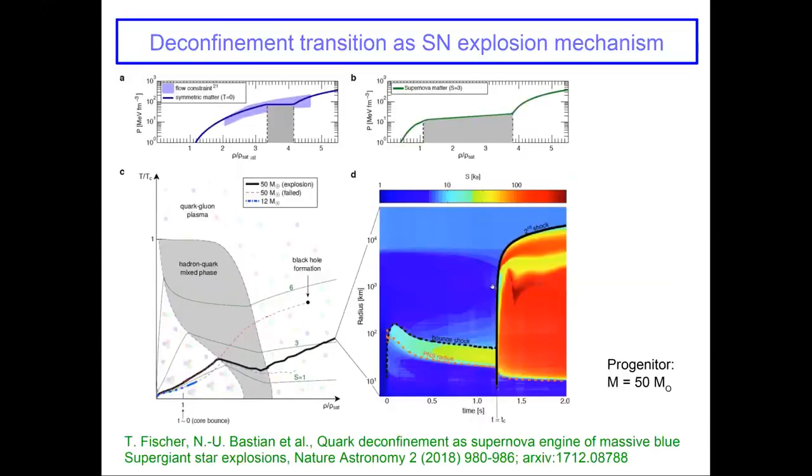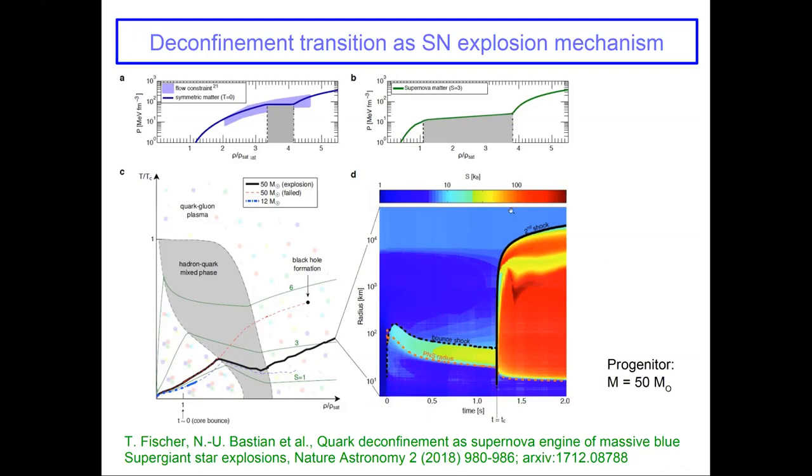So we have shown in a work in Nature Astronomy already now almost 2 years ago that a strong phase transition to quark matter can serve as an explosion which actually blows off a very massive progenitor star of 50 solar masses, for which the ordinary neutrino-driven supernova explosion mechanism would not work. The phase transition mechanism works, and this was one of the great results.